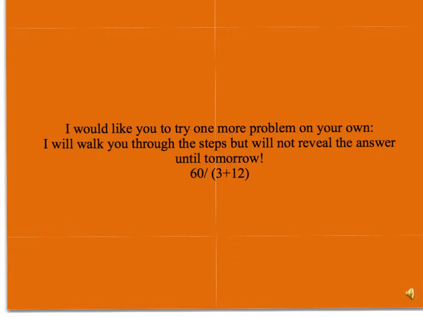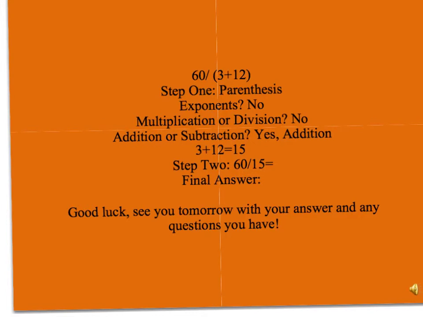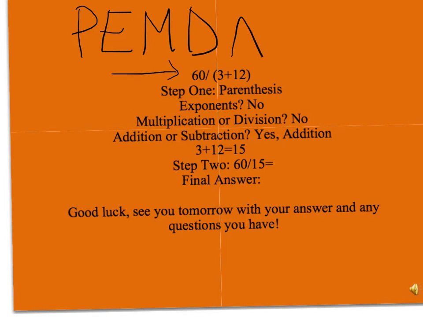I would like you to try one more problem on your own. I will walk you through the steps, but I will not reveal the answer until tomorrow. Here's your problem. 60 divided by 3 plus 12 inside parentheses. Here we go. I rewrote the problem for you again. On the top of my page, I'm going to write, please excuse my dear Aunt Sally.